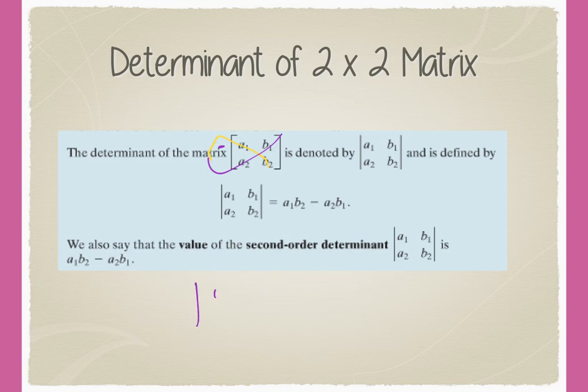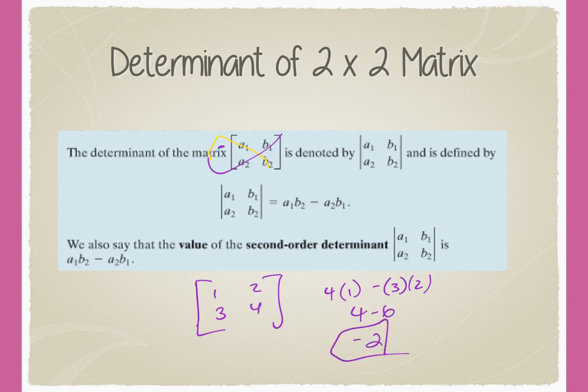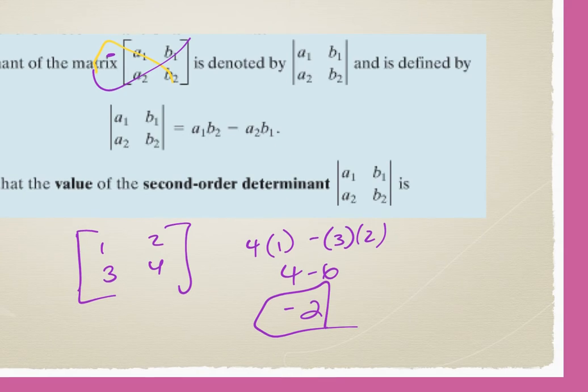So if I had 1, 2, 3, 4, it would just be 4 times 1 minus 3 times 2, 4 minus 6, or negative 2. So that's the determinant, okay, of a 2 by 2. When you see the little box without the tick marks, notice the difference between this format and this format.